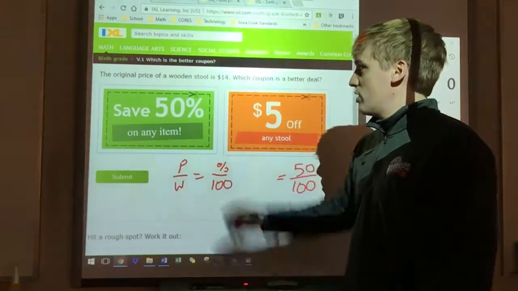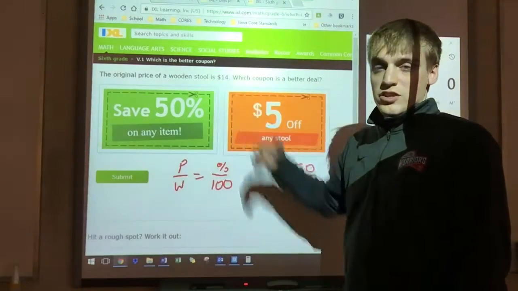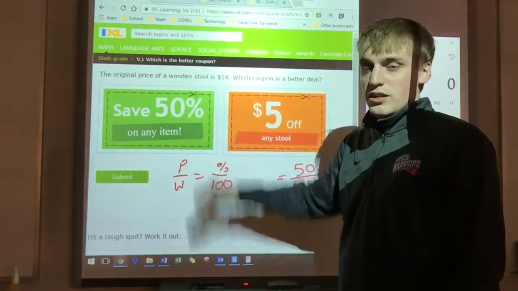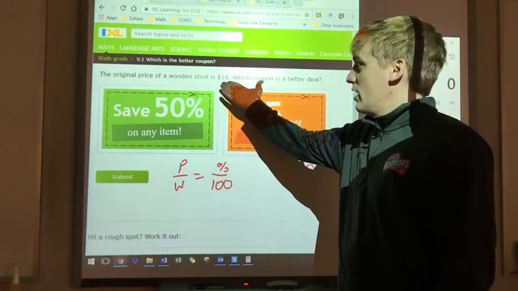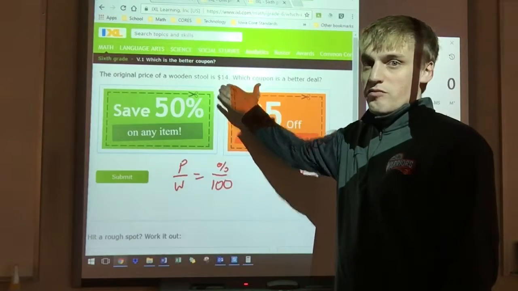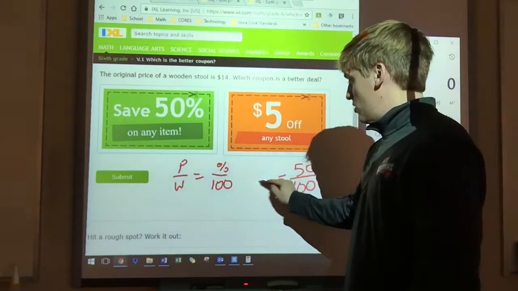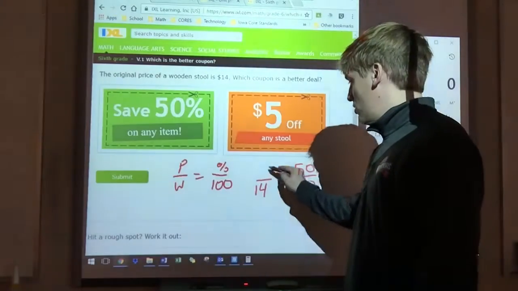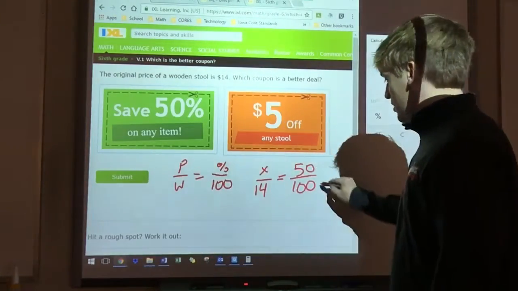well, you have to ask yourself, if we take 50% off of 14, are we going to have an answer that's smaller or bigger than 14? Well, our answer is going to be smaller, so 14 is the whole, not just part of it, it's the whole, and we're going to solve for x.